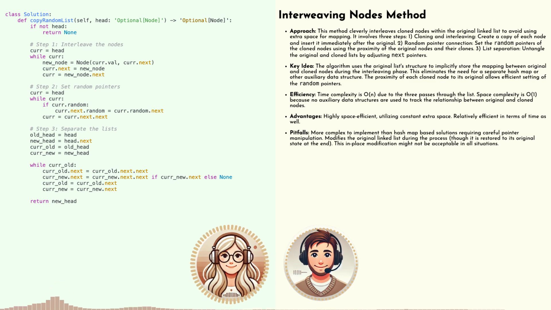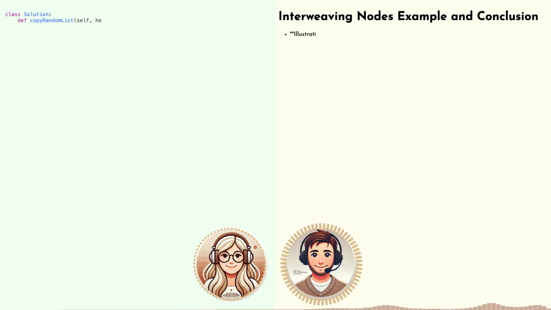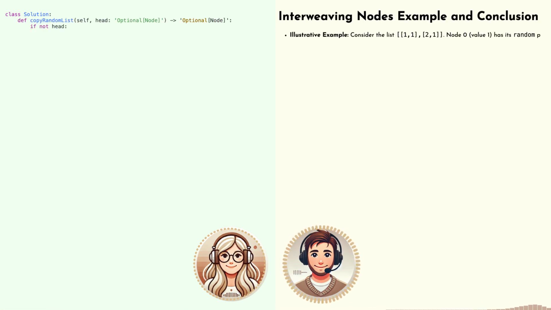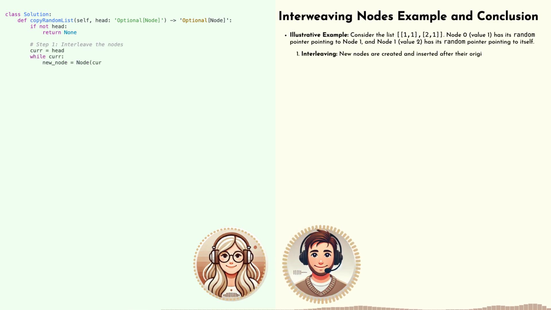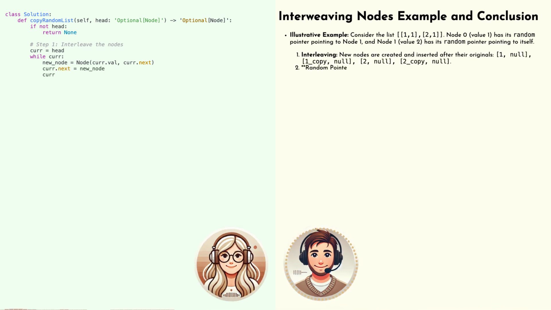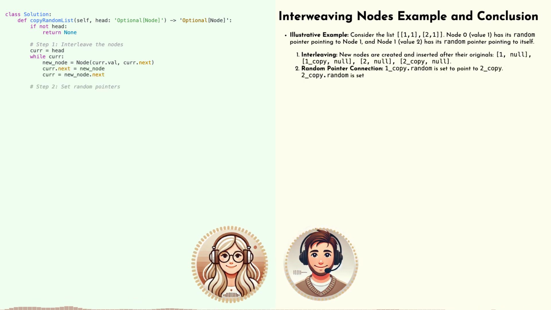Exactly. The interweaving nodes method is really clever in that it just manipulates the structure of the list to get that constant space complexity. Wow, okay. I have to admit, this interweaving nodes is a little mind-bendy for me. I think I'm going to need a step-by-step walkthrough with an example to really solidify this in my mind. You got it. Let's go through a concrete example so you can see all this magic happening. All right, let's dive into that example.